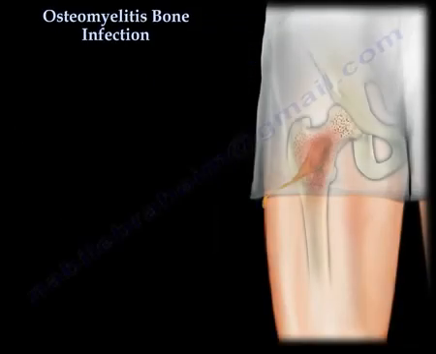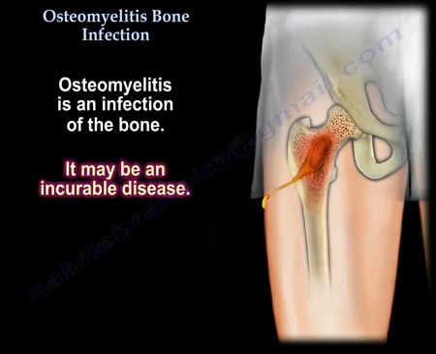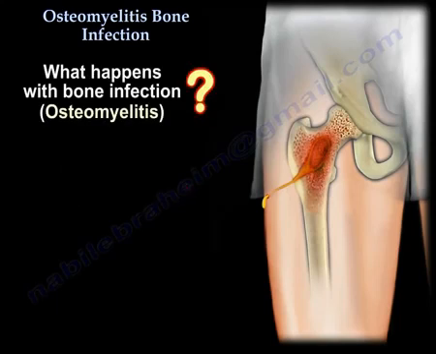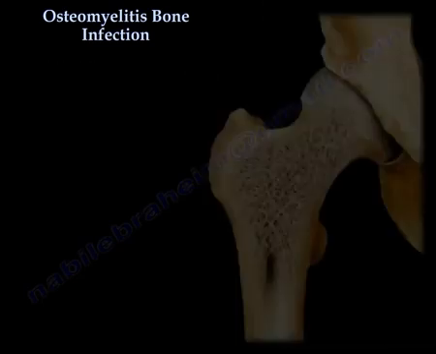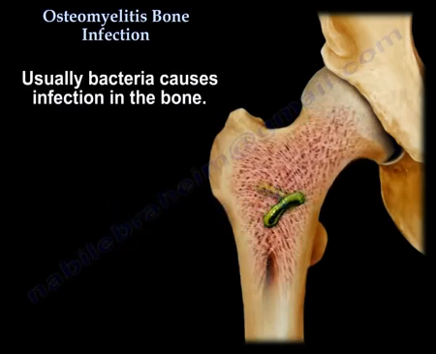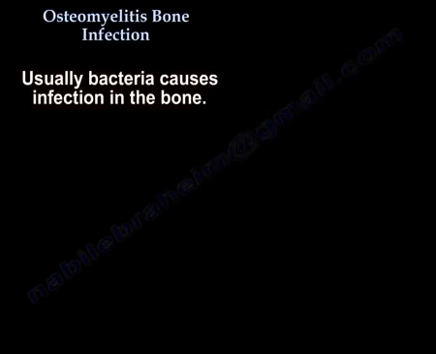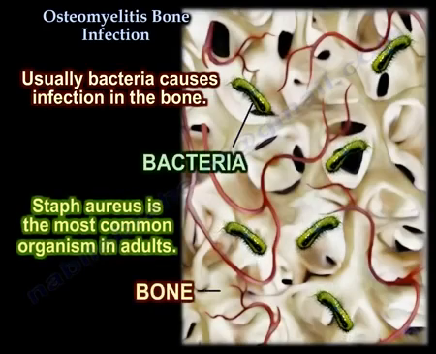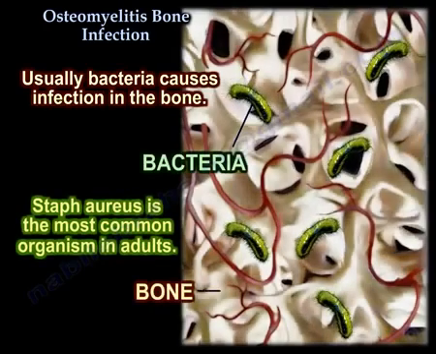Osteomyelitis, bone infection. Osteomyelitis is an infection of the bone. It may be an incurable disease. So what really happens with bone infection or osteomyelitis? Usually, bacteria cause the infection in the bone. Staph aureus is the most common organism in adults.